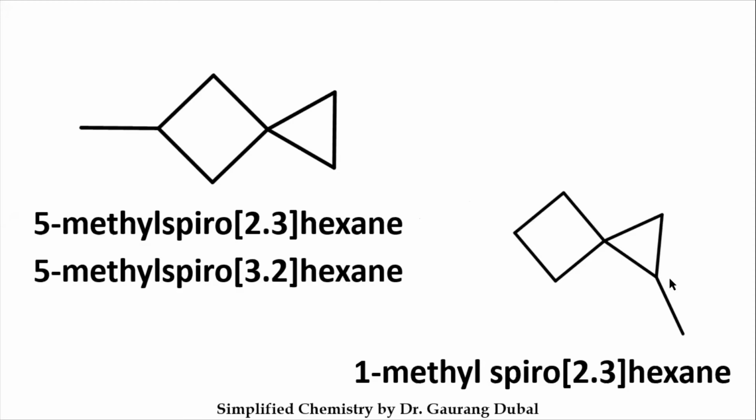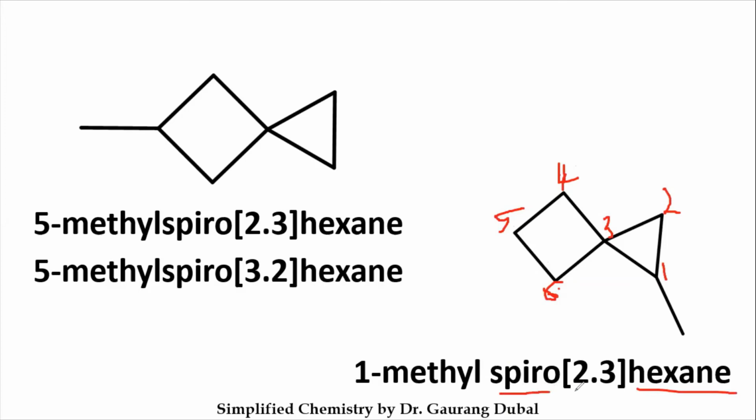Yes, see, the one number is given here. Why? Because it is the smaller ring. So 1 here, 2 here, 3. You can go 4 here also, here also. So I am writing 4, 5 and 6. Total number of carbon 6. It means hexane. That is hexane.